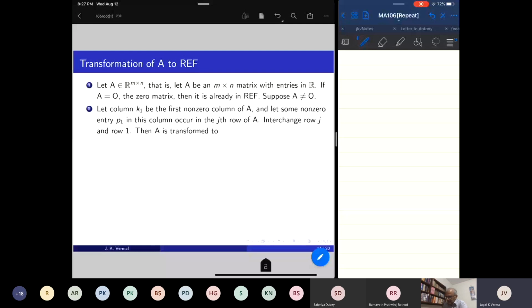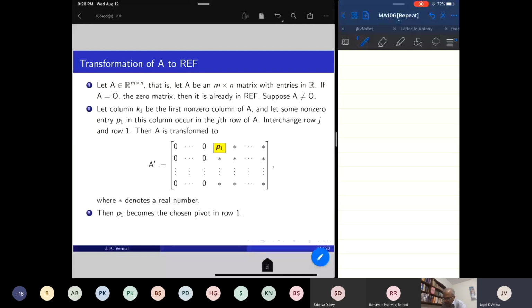So A is transformed into this A'. You see that the first few columns of A' are 0, and this yellow entry P1 was actually sitting inside the jth row. It was in the first non-zero column, the column in which the P1 entry occurs. The yellow entry was earlier occurring in A in the jth row.